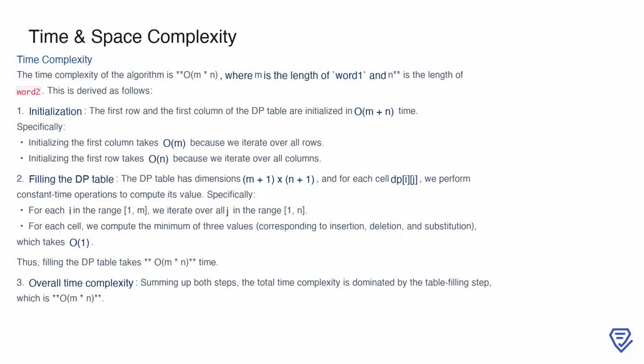After initialization, we move to the main computation, where we fill the entire DP table. The table has dimensions (m+1) by (n+1), and we process each cell individually. For each cell, we compute the minimum of 3 values, representing the costs of insertion, deletion, and substitution. Since this computation takes constant time, or O(1), and we perform it for every cell in the table, the total time for this step is O(m*n). Combining both steps, the table filling dominates, so the overall time complexity of the algorithm is O(m*n).